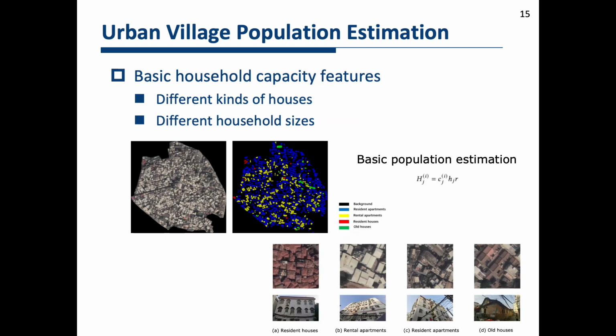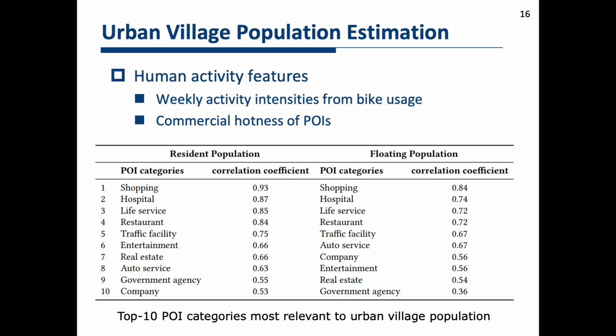Specifically, we first extract a household capacity feature in different kinds of houses with different sizes, including residential houses, rental apartments, residential apartments, and old houses. An empirical formula is used to estimate the population basis. We then refine the population estimation with human activity features to reflect the overcrowded situation of urban villages. Specifically, we derive a weekly activity intensity from bike usage and also the commercial hotness of POIs.